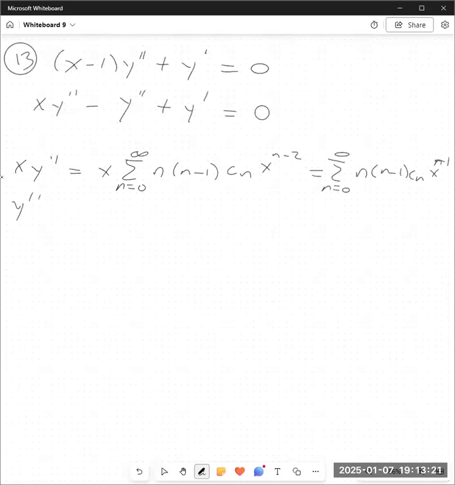Y double prime is equal to the sum from n equals 2 to infinity of n times n minus 1 cn x to the n minus 2, and I can bring that up.